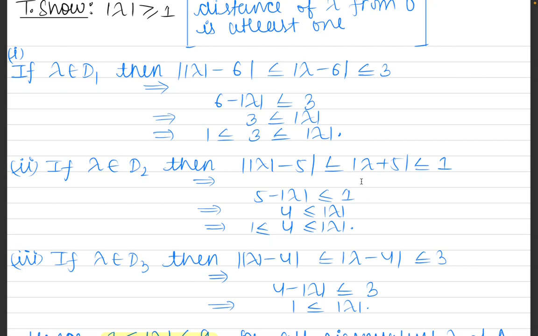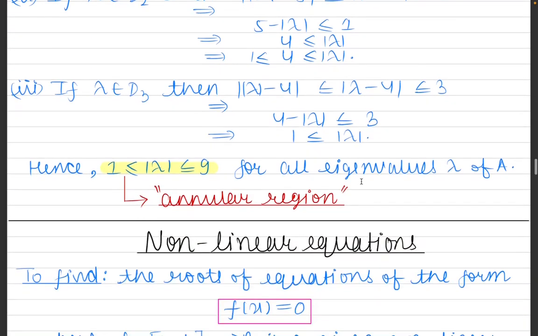Now you see this is an annular region, right? This is not a circle now. So we can actually also find an annular region for the location of eigenvalues.